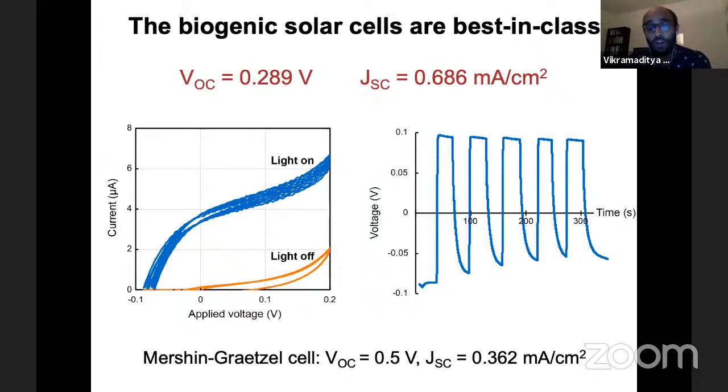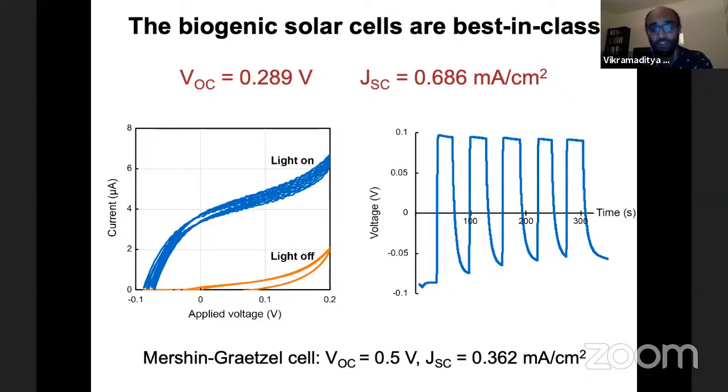Gratzel was the first one who described such dye-sensitized solar cells, and a research group at MIT has since developed a version of the Gratzel cell that is achieving a current density of about 0.5. This biogenic dye-sensitized solar cell that we have constructed uses aqueous-based, extremely clean chemistries, is a fraction of the time to build, and we are achieving a higher current density. So we are at 0.686 compared to 0.5, which is what the MIT group was reporting.